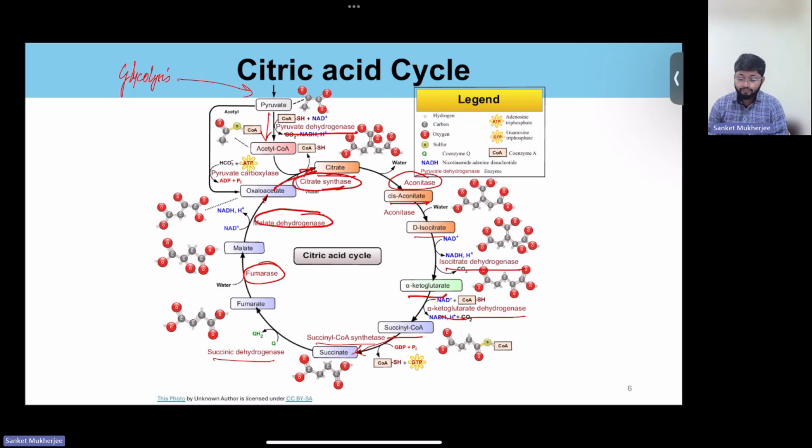And pyruvate carboxylase is the enzyme which is helpful for this insertion into the citric acid cycle. Citric acid cycle is also known as the Krebs cycle or tricarboxylic acid cycle, also known as the TCA cycle.